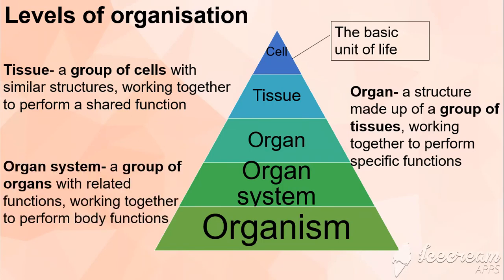An organ system is a group of organs with related functions working together to perform body functions. And many organ systems form an organism.